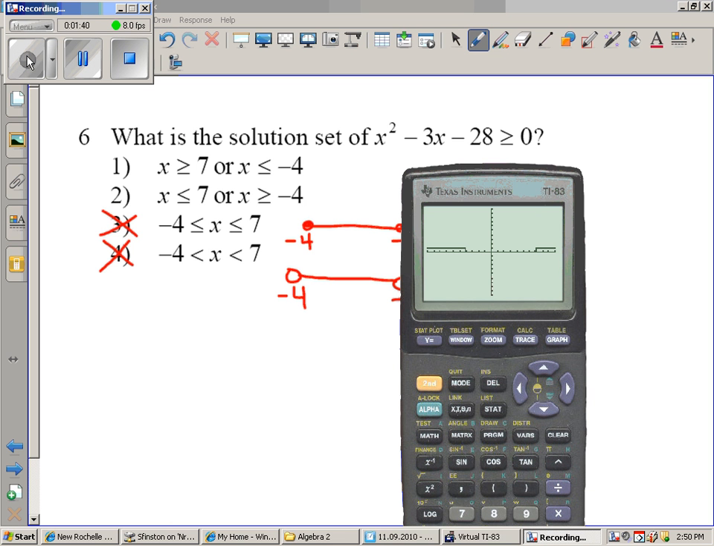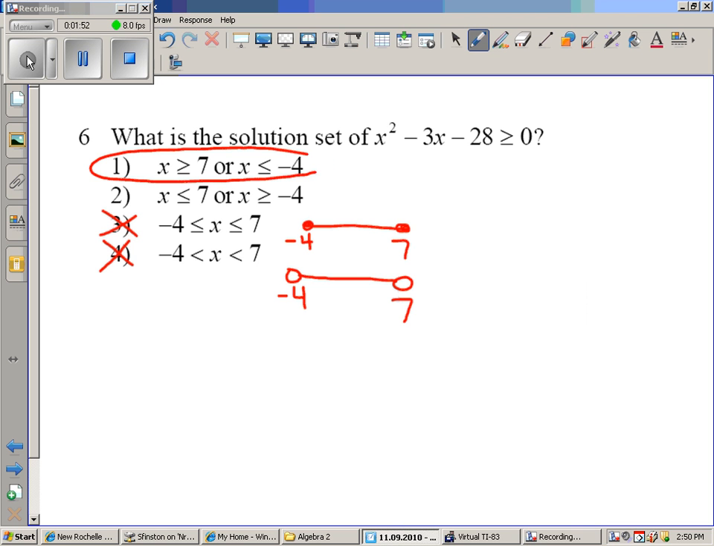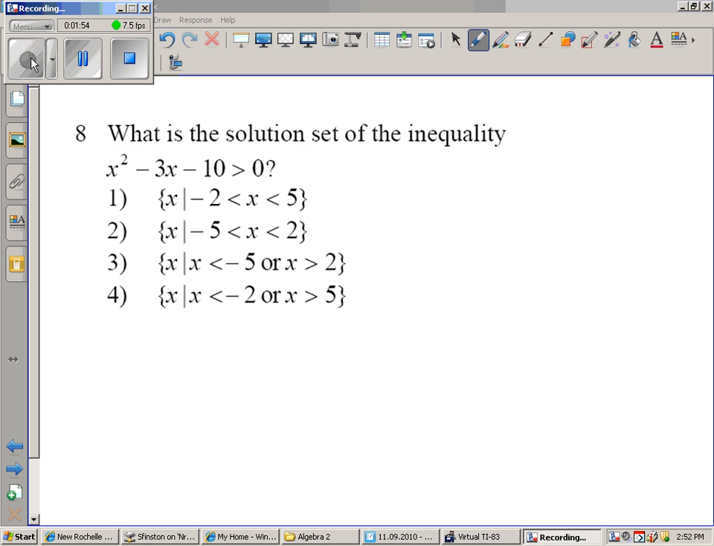So once again, we're looking at our picture. We're trying to figure out which one of these multiple choice answers left matches with our picture. And all you have to do is just count. One, it's choice 1. That's it. Real easy.